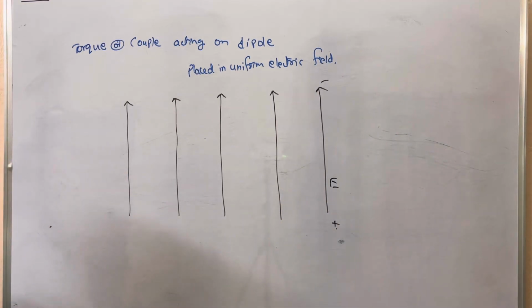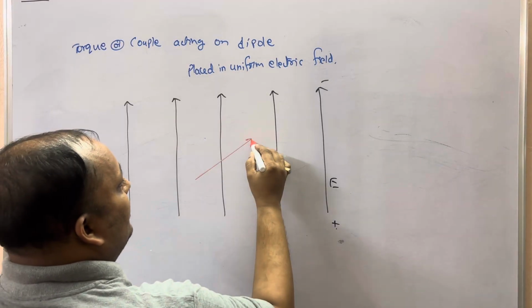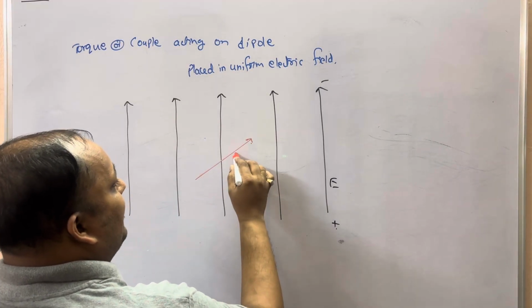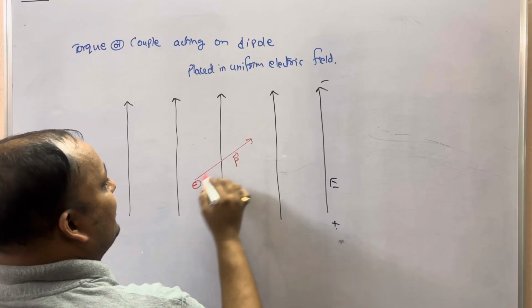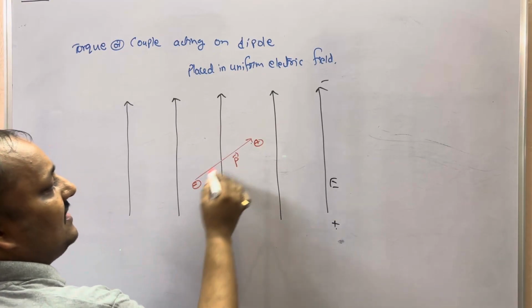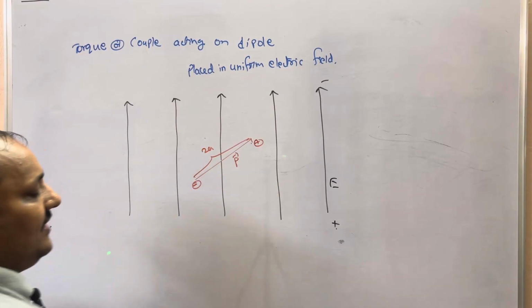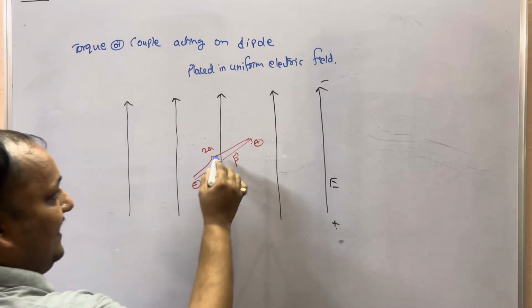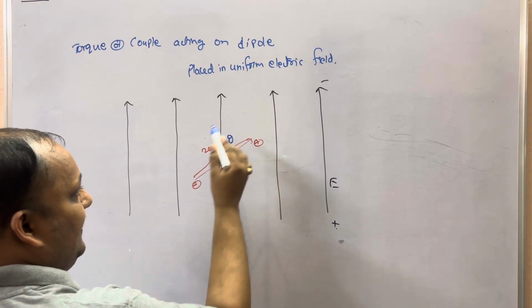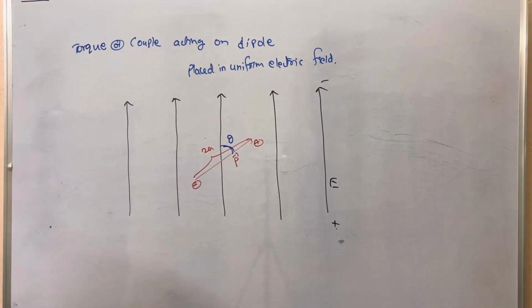Always positive to negative. In this we placed one dipole. Dipole direction P bar like this means it is negative charge, it is positive charge separated by small distance. What is the distance? 2a. It is making how much angle? Theta angle with the electric field. The dipole is making theta angle.